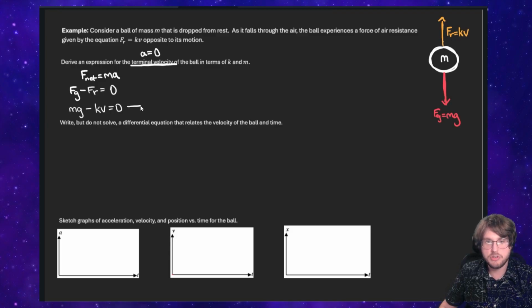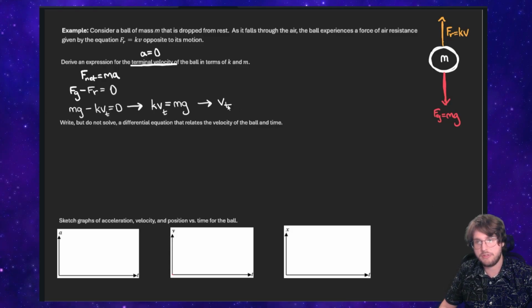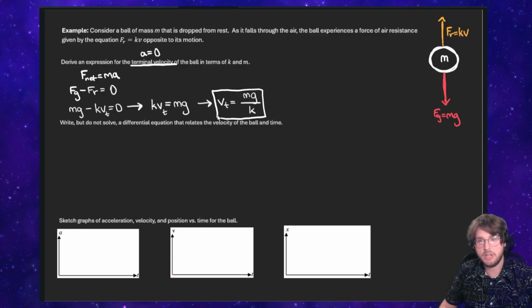And now at this point, we just need to rearrange some stuff. So we want to get v by itself. So we could express this as kv equals mg. And at this point, I guess we should also acknowledge that this is a terminal velocity that we're solving for here, so I'll make it v sub t. And then we just have to divide both sides by k, and we'll get an equation for vt, just like in the slides, that's equal to mg over k. And that is all you need to do for any sort of terminal velocity.